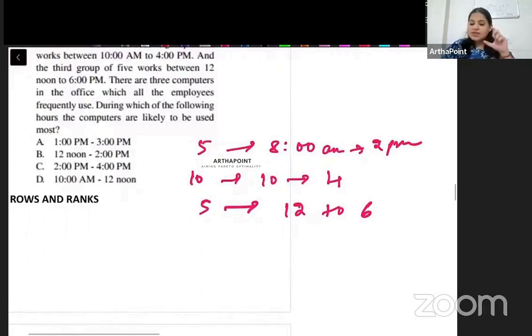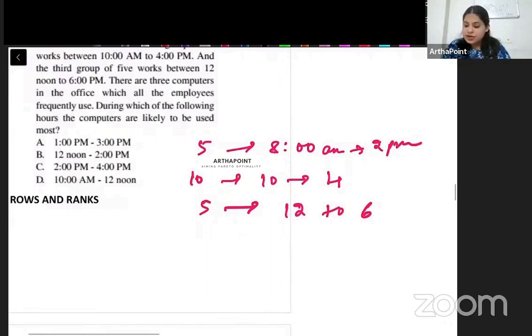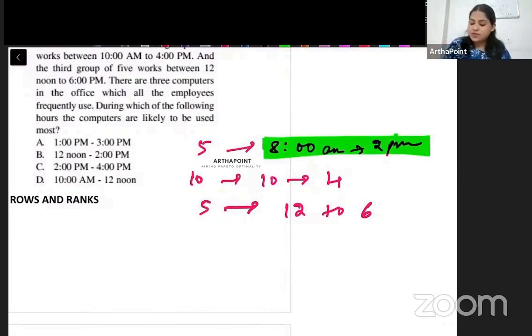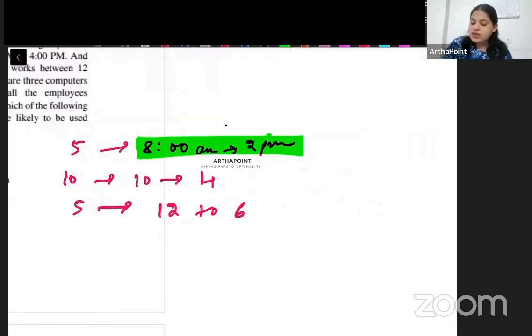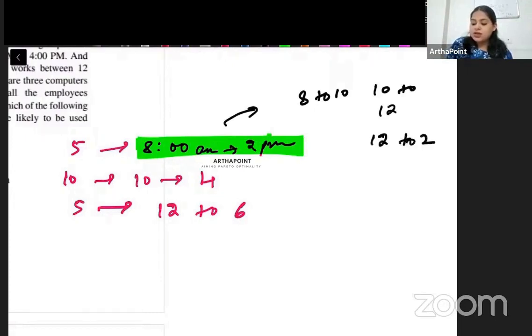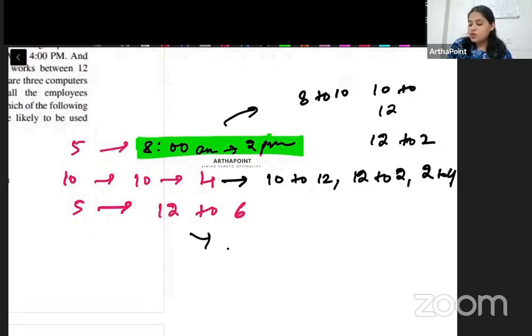So beta, if you look carefully, the time periods they have given, I have to break into the common time period. Okay beta? So this can be written as 8 to 10, 10 to 12, 12 to 2. This can be written as 10 to 12, 12 to 2, 2 to 4. This can be written as 12 to 2, 2 to 4, 4 to 6.